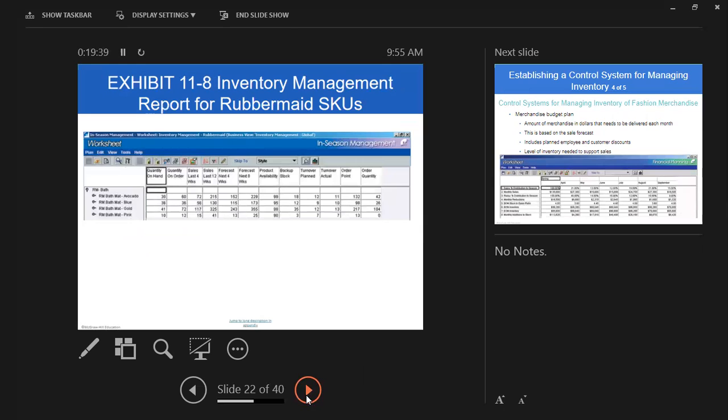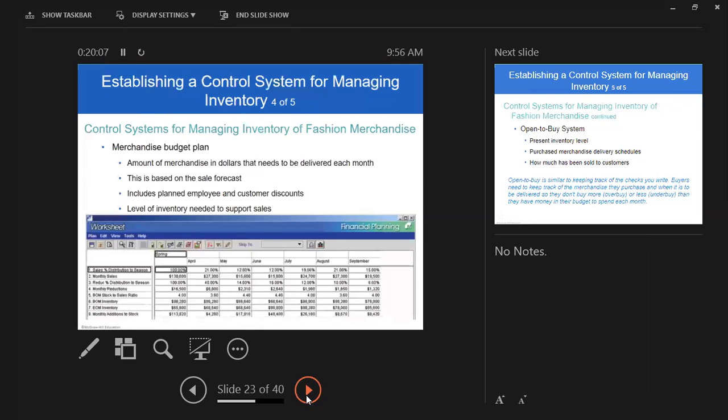This is the example of the inventory management report for Rubbermaid. So you can see that all these are being updated every day, because when the purchase is made by the customer, it will reflect in the system that they have. So you can understand what would be the product or the materials that you would require to replenish.